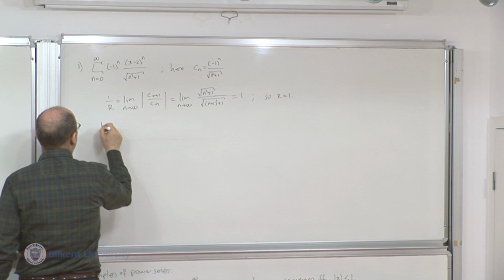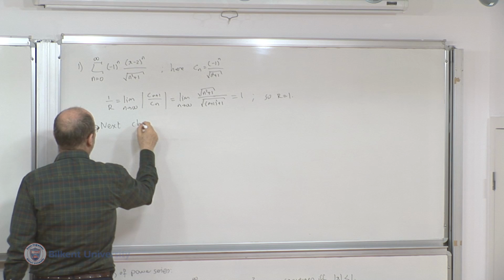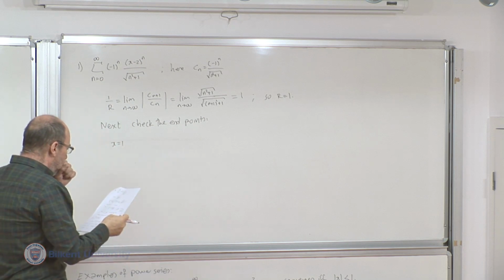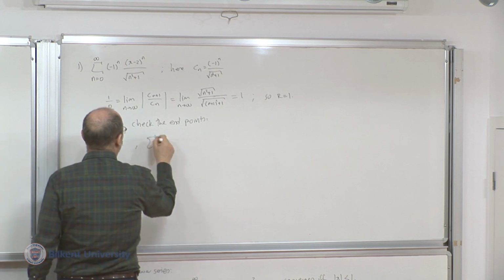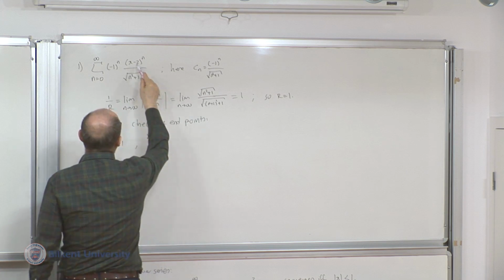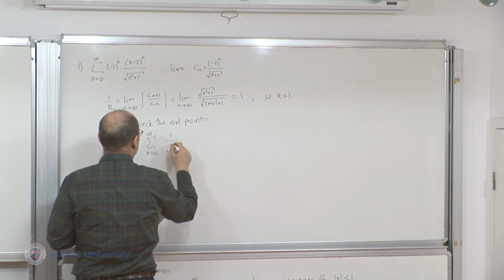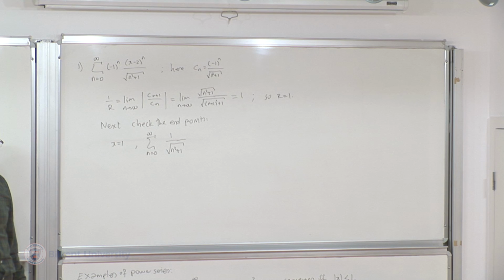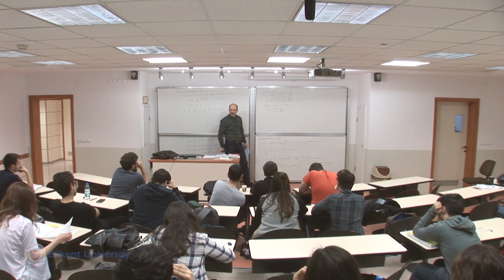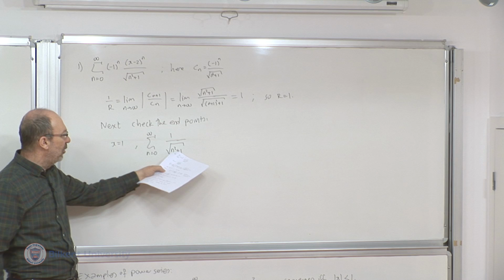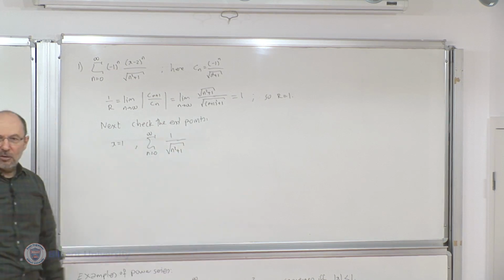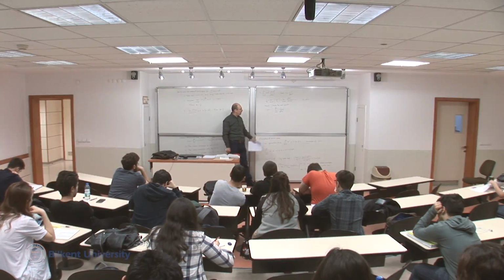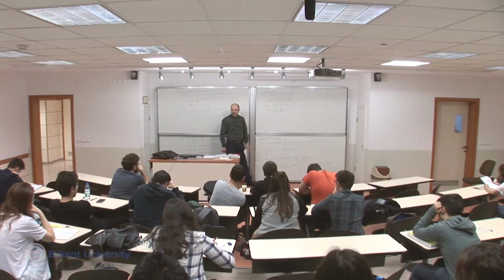Now, next, check the endpoints. This is always part of the problem. So x equals 1. When x equals 1, the series becomes summation n equals 0 to infinity; the minus 1 goes away, so this is just 1 over square root of n squared plus 1. Does it converge or diverge? For very large n, you only look at the leading term. If n is 1 million, you take the square of 1 million and then add 1, so ignore that. For very large n, n squared plus 1 behaves like n squared, you take the square root, n. So for very large n, the general term behaves like 1 over n. So it diverges.